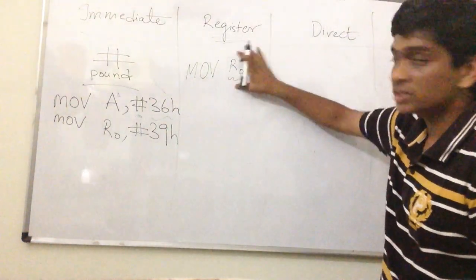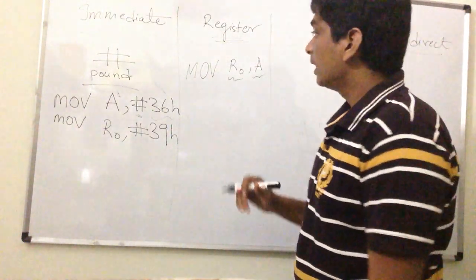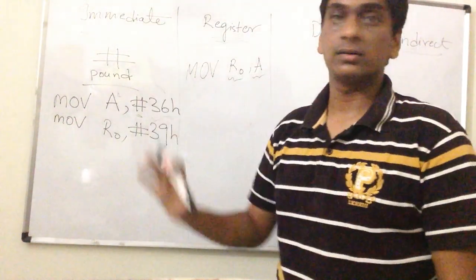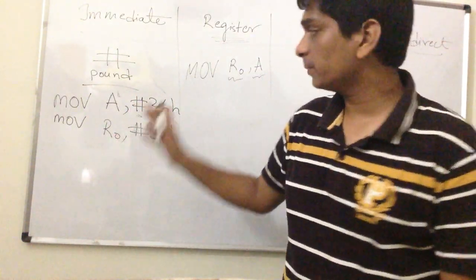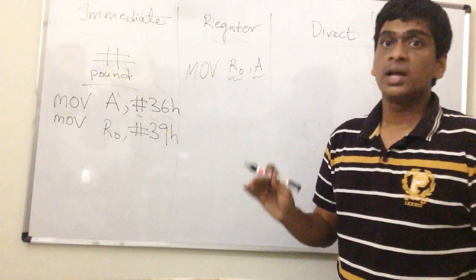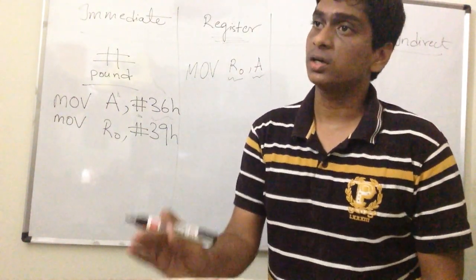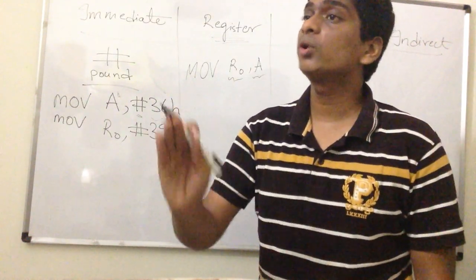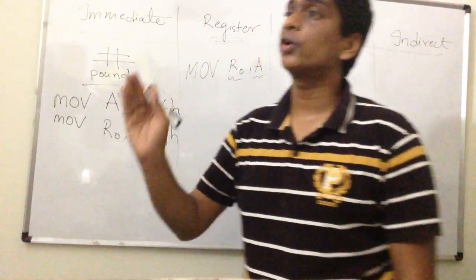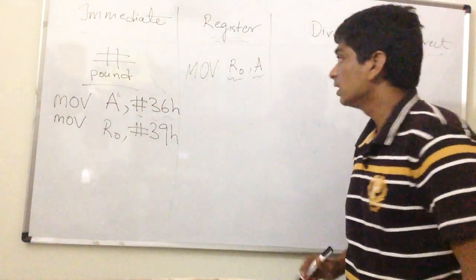The contents of register A are being copied into R0. So there are two registers involved. This is called register addressing mode. It looks very clean, with no complication, no hash symbol, no pound symbol. But remember that you cannot initiate a data transfer between two registers numbered R0 to R7, which is what your register bank is.